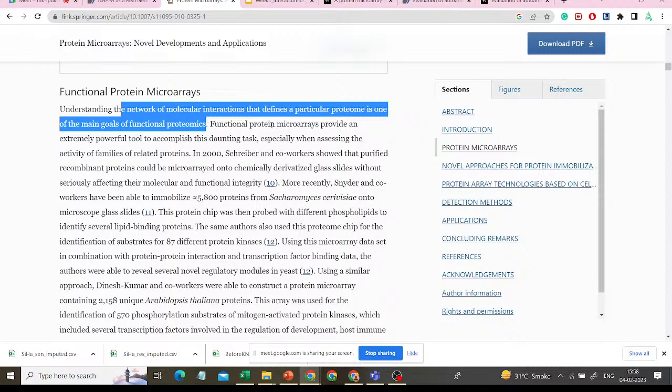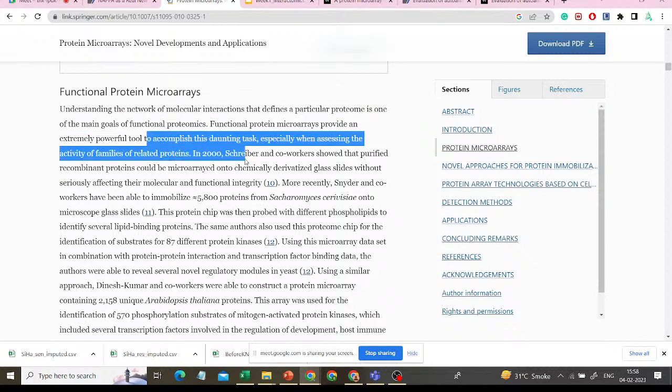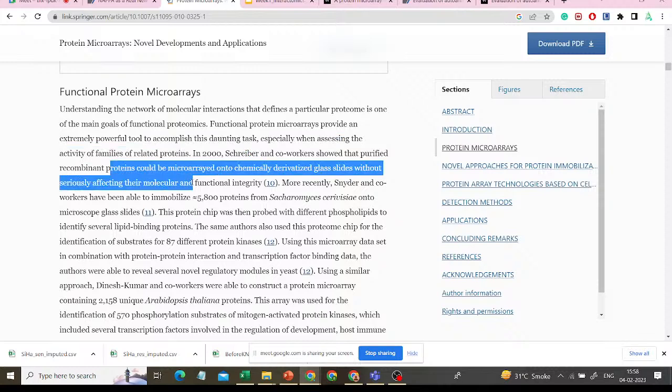Here what it helps with is this: there are 20,000 proteins, for example, in humans, and similarly a huge number of proteins for any particular organism. So it was not possible to screen one protein at a time. This has been overcome with the help of functional protein microarrays. Here you can combine recombinant proteins and chemically modified slides without affecting their molecular and functional integrity.